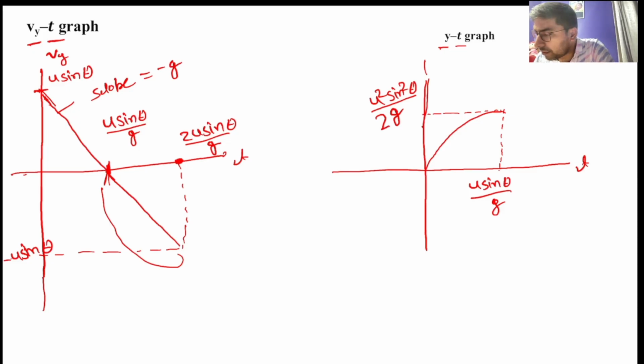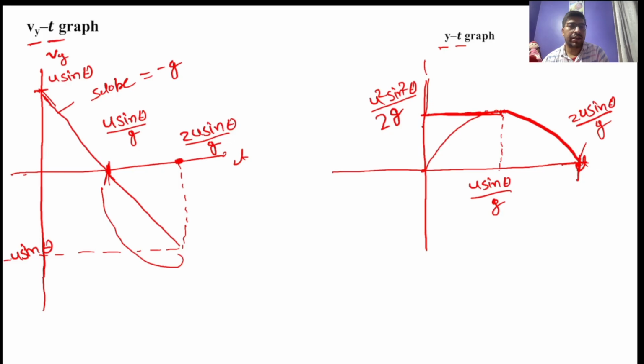And again, it will fall down on ground. And this time will be how much? Total time of flight, that is 2u sine theta by g. Right? Clear? Any doubt? No doubt. Here we can say finally object came at 0 and it started from 0 displacement. In between it went to maximum height u square sine square theta by 2g. Clear?